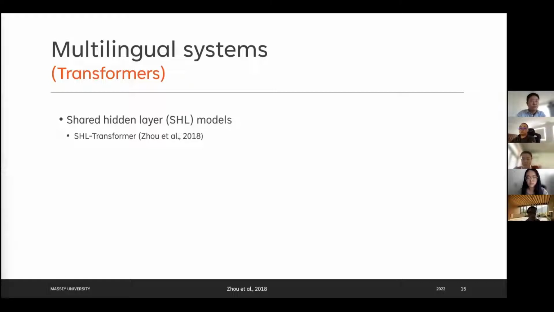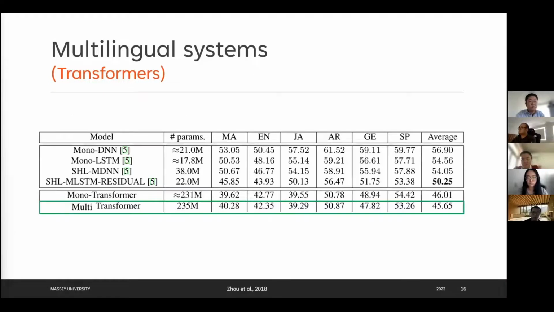Present SHL, which is a shared hidden layer model with transformer, which alleviates the problem of having linguistic resources. So this is a sequence to sequence based transformer model, and they not only reduce the linguistic dependency on the model, but also improve the word error rate. So we can see the results here.